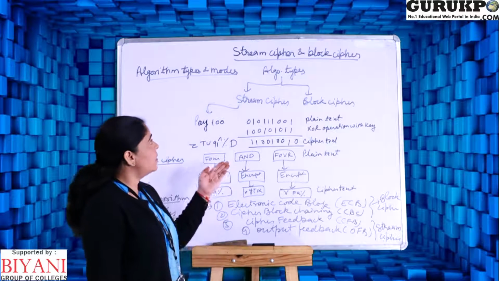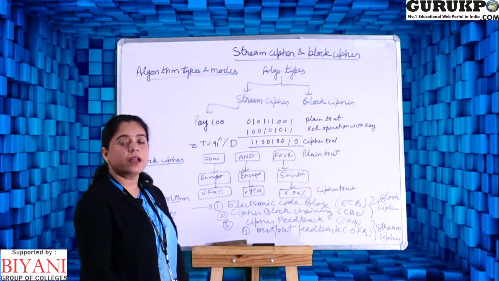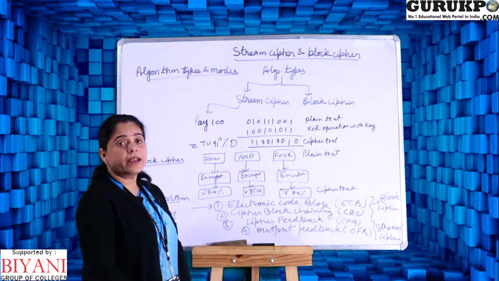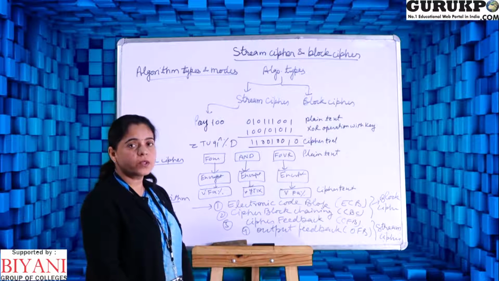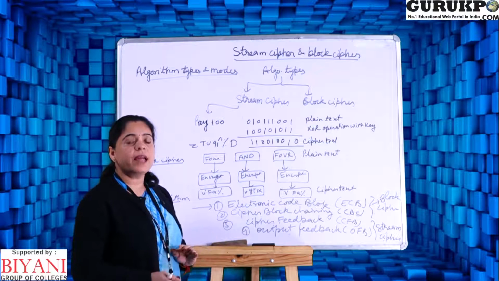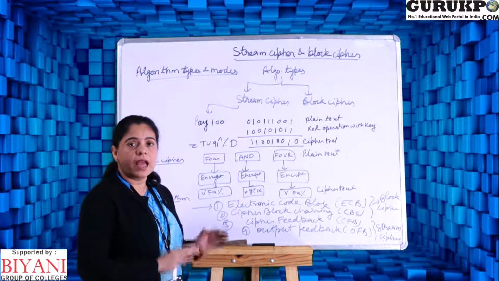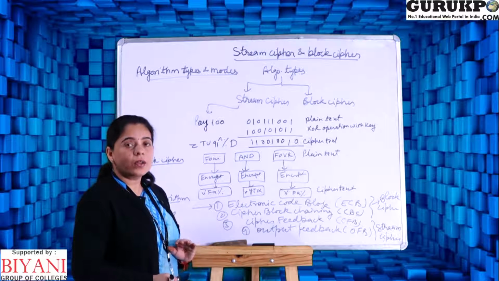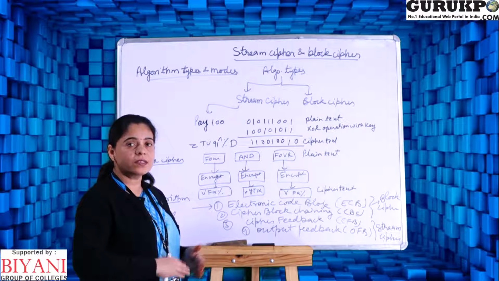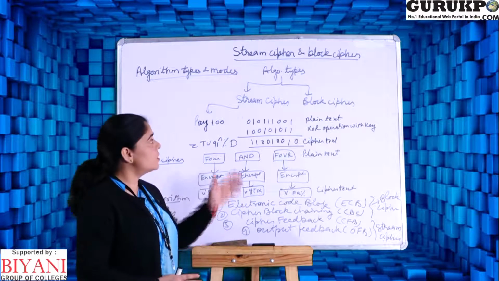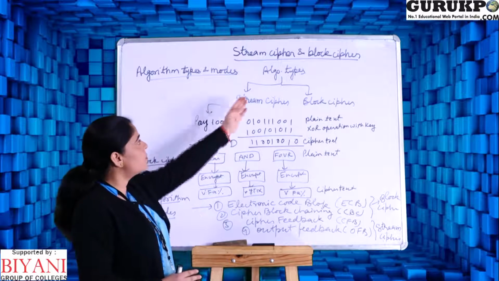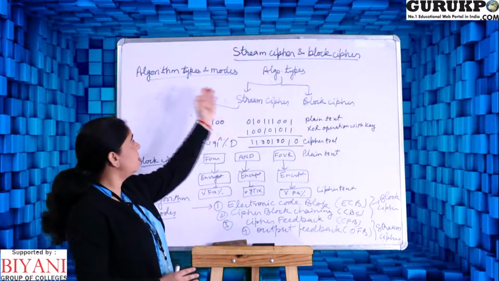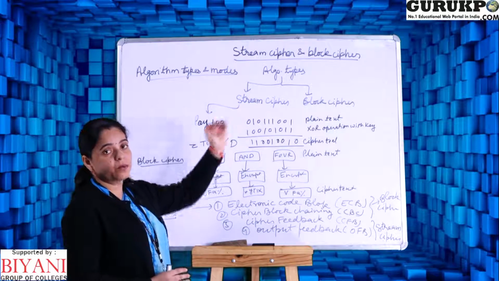Today I am going to take a video lecture on stream cipher and block cipher. That is very useful in the symmetric algorithm and the asymmetric algorithm, and these both algorithms are very popular. But how do these algorithms work on the stream cipher and the block cipher? What is stream cipher and block cipher? So today first we will discuss what is stream cipher, block cipher, what are algorithm types and modes.